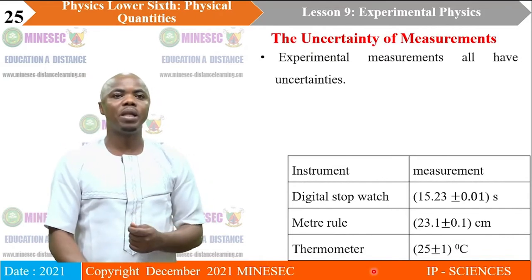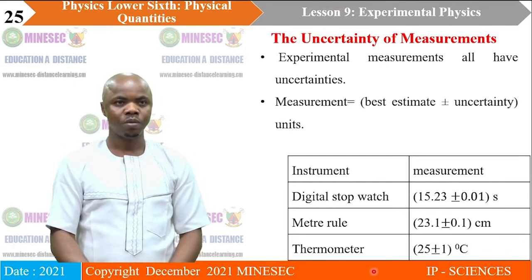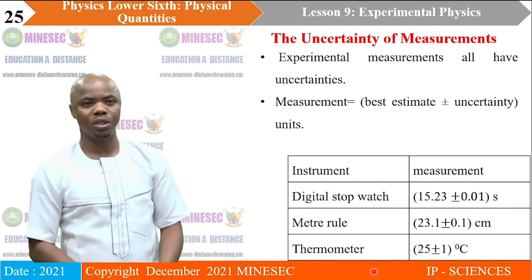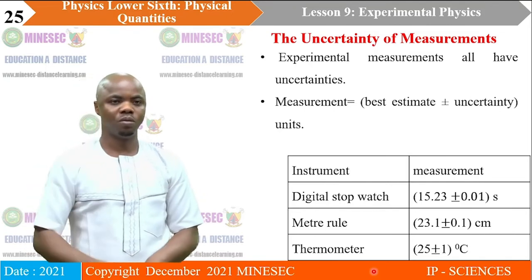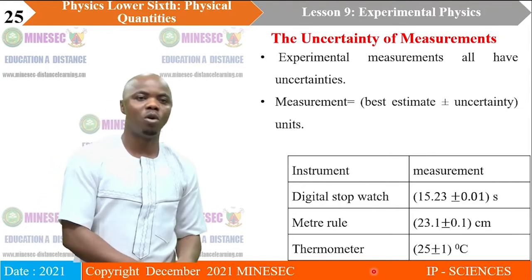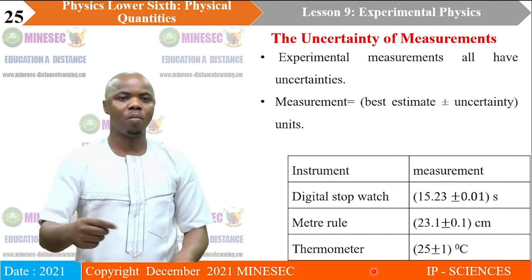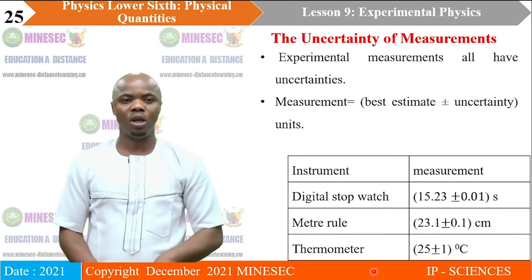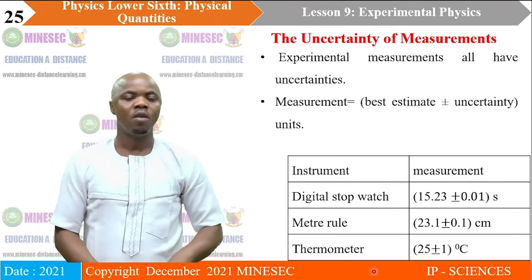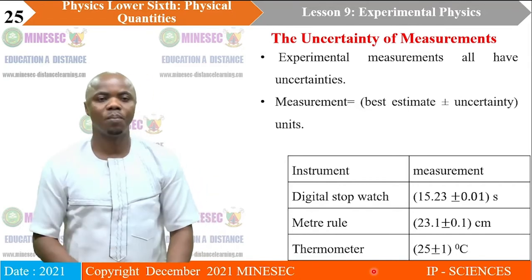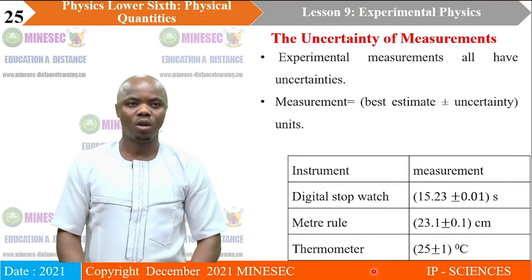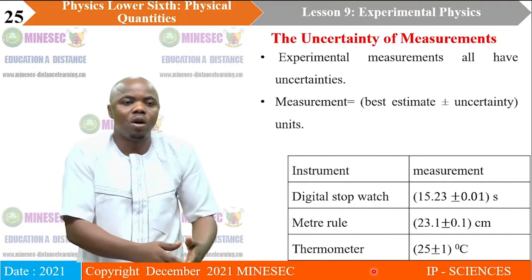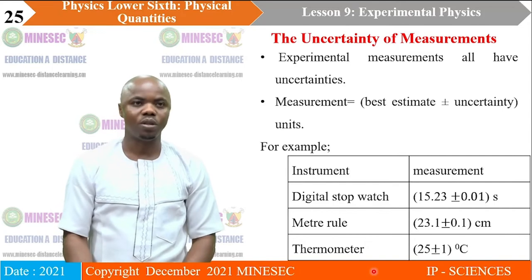Now, experimental measurements all have uncertainties. Therefore, the measured value is always written as the best estimate plus or minus uncertainty. And the uncertainty of any instrument is its precision. Therefore, if I measure something on a digital stopwatch, I should add the uncertainty to it, plus or minus 0.1 seconds. If I measure something on a metal rule, I should add the precision to it, which is 0.1 of a centimeter. If I measure anything with a thermometer, I should add the precision to it, which is 1 degree Celsius. So every measurement has a degree of uncertainty that depends on the instrument and the person using the instrument.